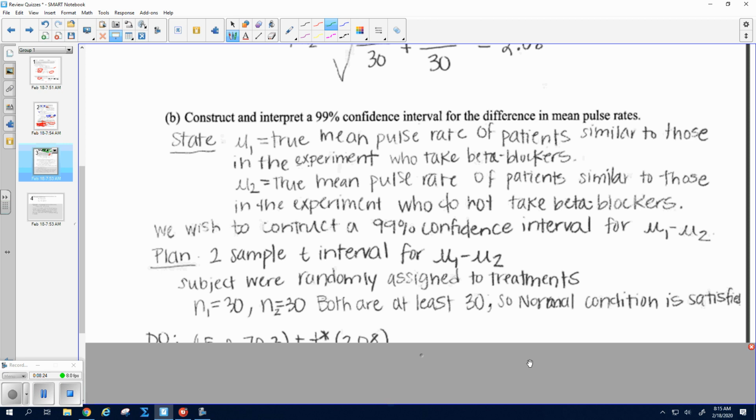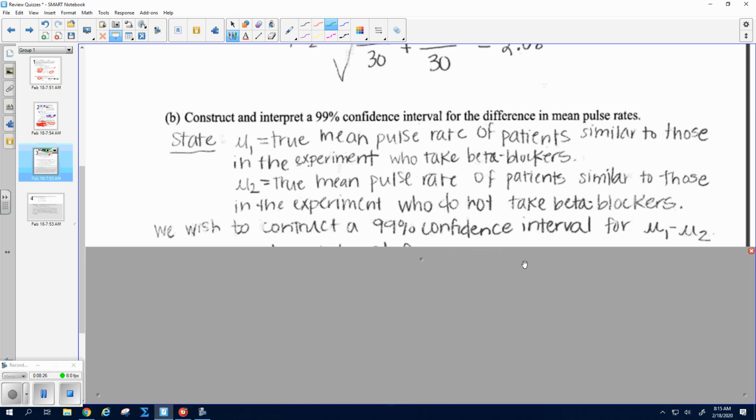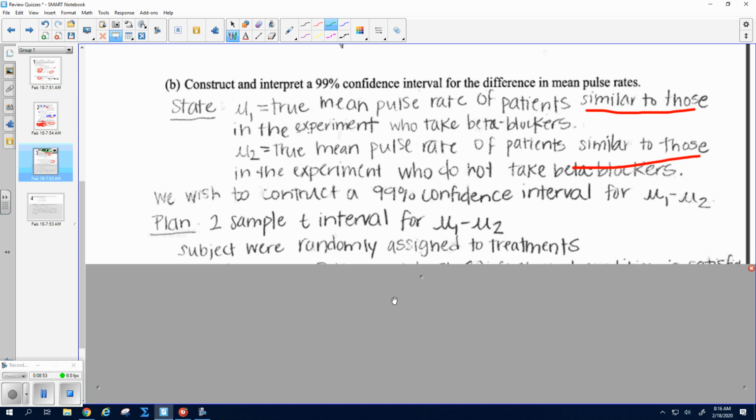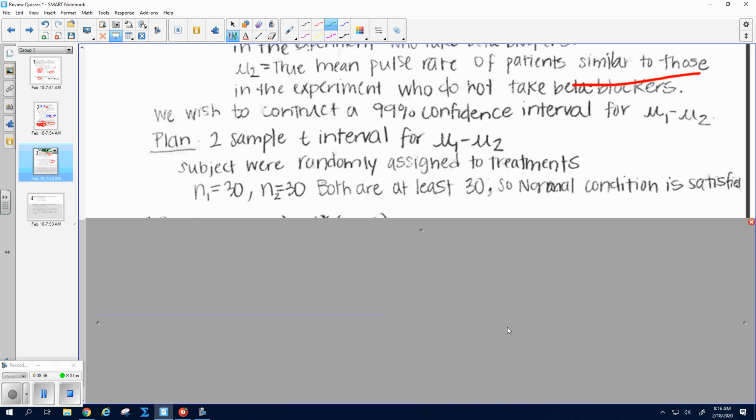Okay, 99% confidence interval. So for this one, it's our sentence. We wish to construct a 99% confidence interval for mu1 minus mu2, and be sure you define them. mu1 is the true mean pulse rate of patients similar to those in the experiment who take beta blockers, and mu2 is the same thing for people who don't take beta blockers. So be sure you said similar to those in the experiment, since we have random assignment in this one, all right, instead of random sampling, which means we do not need to check 10%.